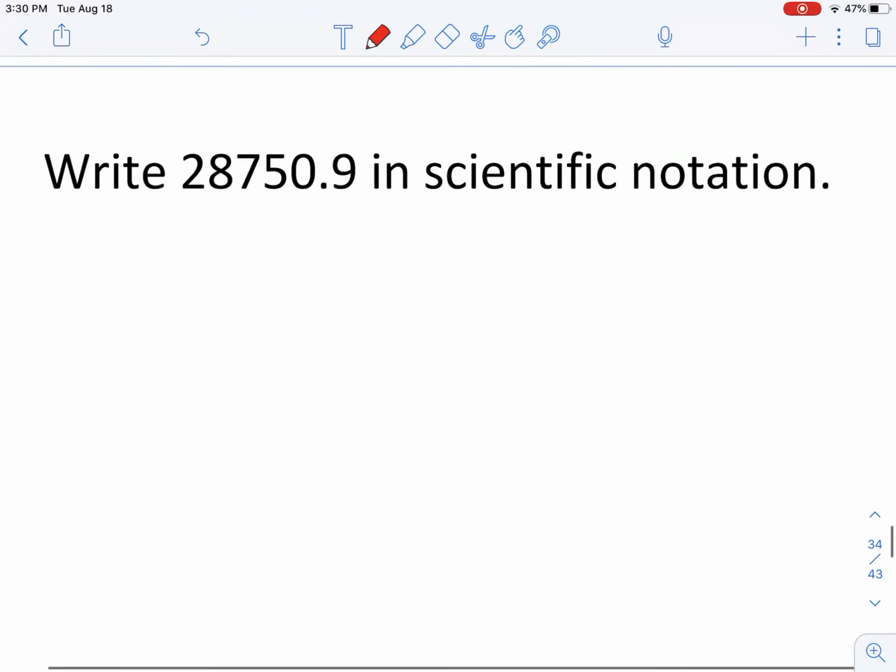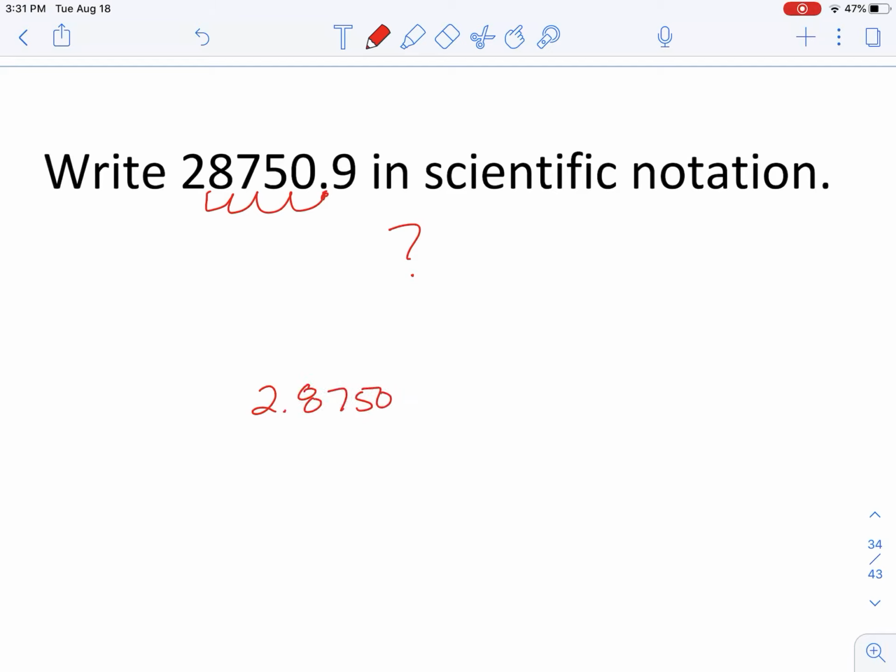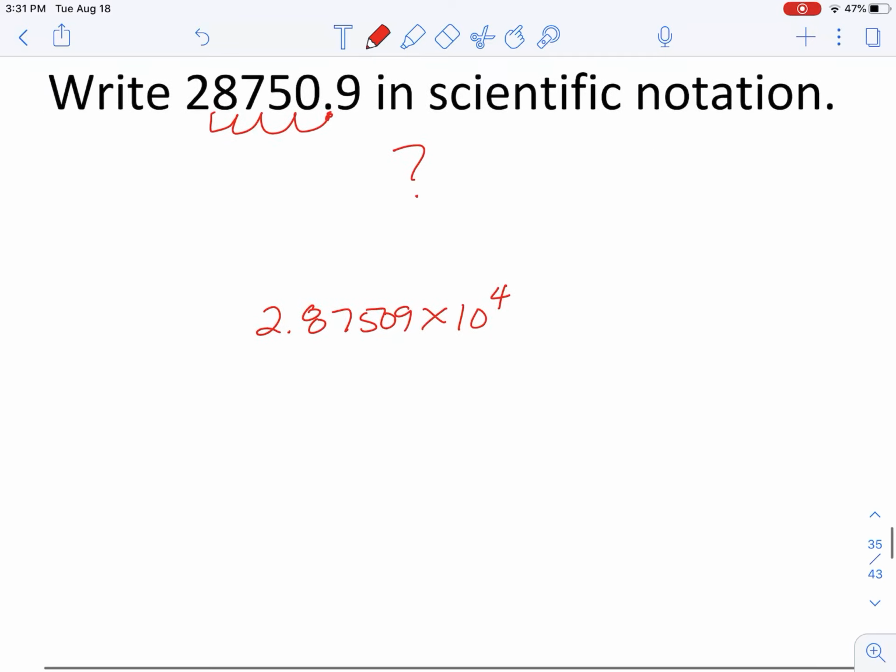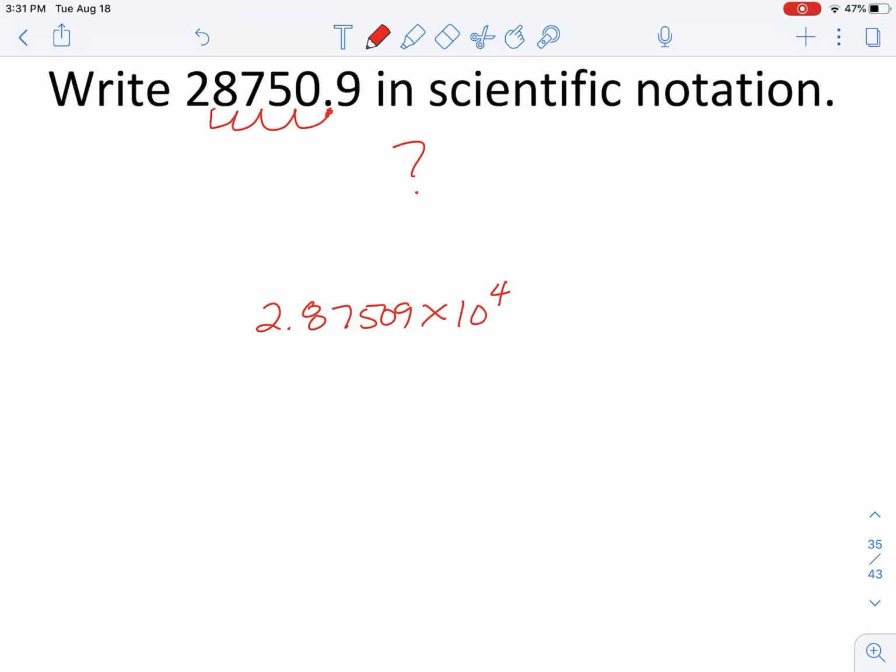So how can you write this in scientific notation? I'll give you guys a second to try to figure that out. Hopefully you got used to moving this decimal 1, 2, 3, 4. 2.87509 times 10 to the 4th power. Excellent. So we're going to do a lot more practice with these on a worksheet tomorrow. Hopefully this is helpful, and let me know if you have any questions.